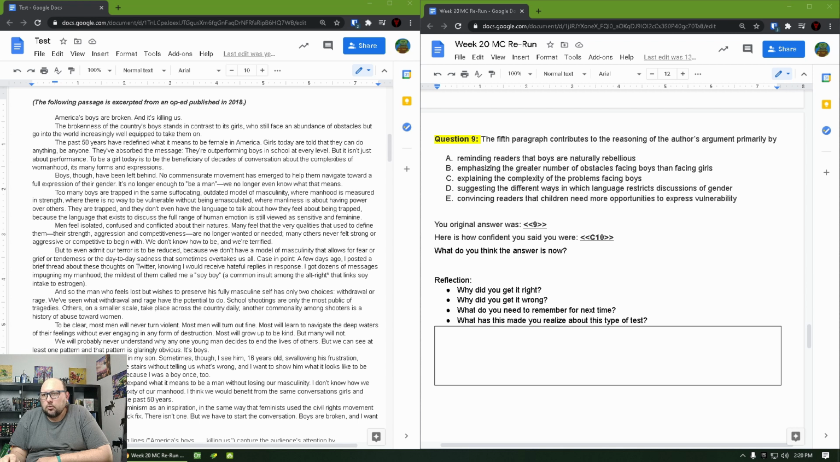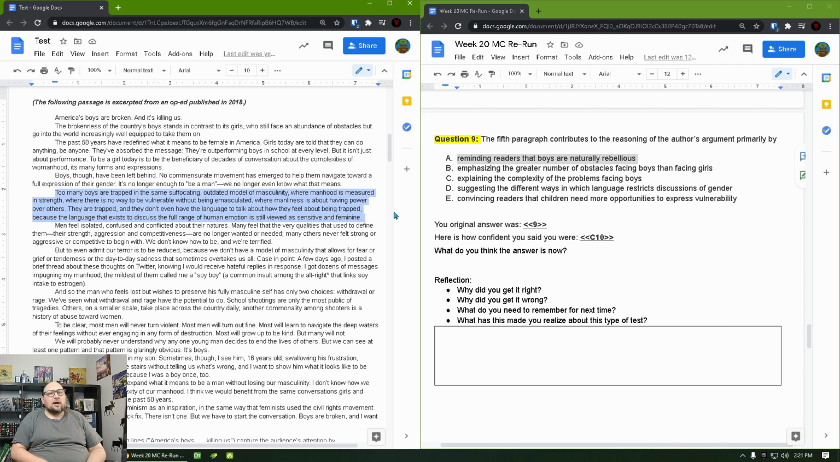All right, so we did pretty good on this one. 70% of y'all picked C, explaining the complexity of problems facing boys, and C is the correct answer, so almost everybody got this right. I did have a couple people pick A, reminding the readers that boys are naturally rebellious. Now this is paragraph 5. 1, 2, 3, 4. I'm looking in this paragraph, and I don't see anything about boys being rebellious. I think if you put that, you're probably just using common sense instead of really looking at the text. Oh yeah, boys are rebellious, because let's face it, we are. But there's nothing in paragraph 5 about that.